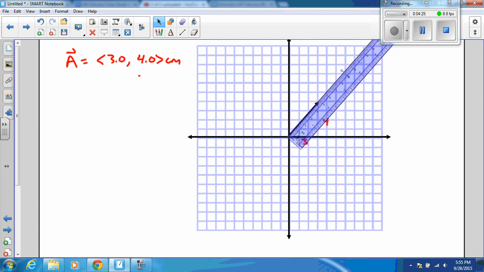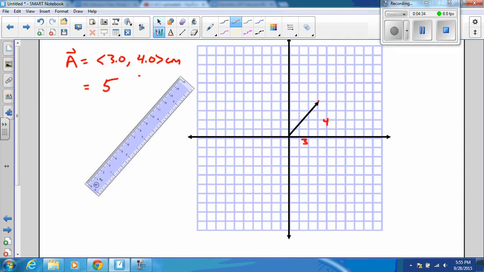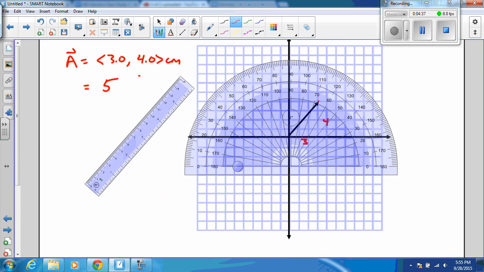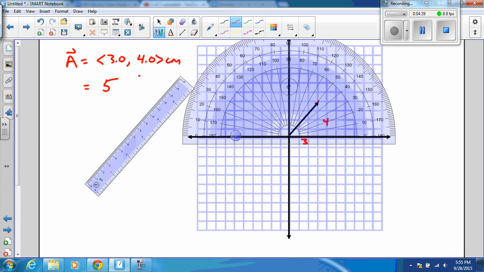That's much better. Now when I check the magnitude of my vector, then lo and behold, it comes out to be 5 right here. And when I check the angle with the protractor, then that angle turns out to be just right at about 51 degrees, says the protractor. 53 if you do it a little bit more precisely.